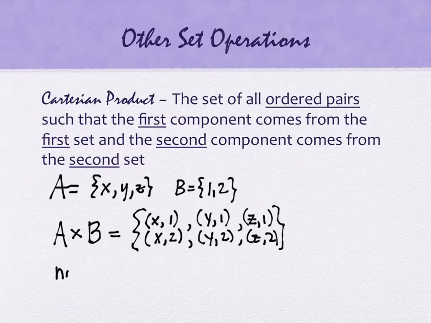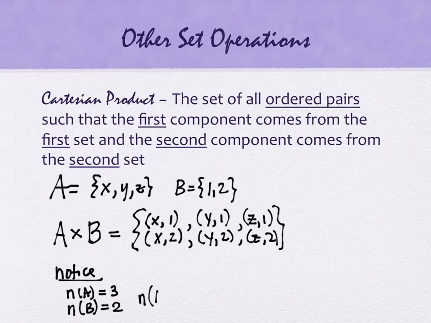So let's notice that the number of items in A, in our case here in this problem, was 3. And the number of items in B was 2. While the number of items in the Cartesian product is actually 2 times 3, or 6. And that always happens.